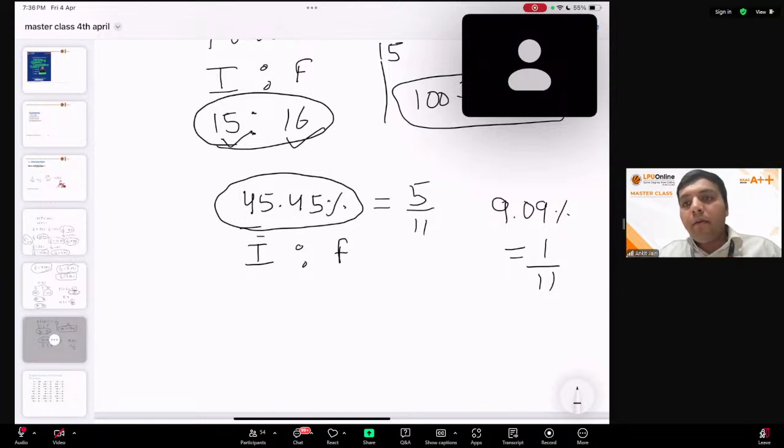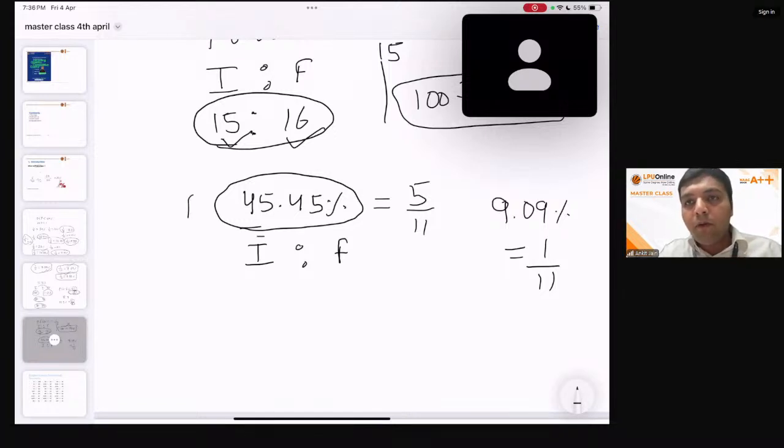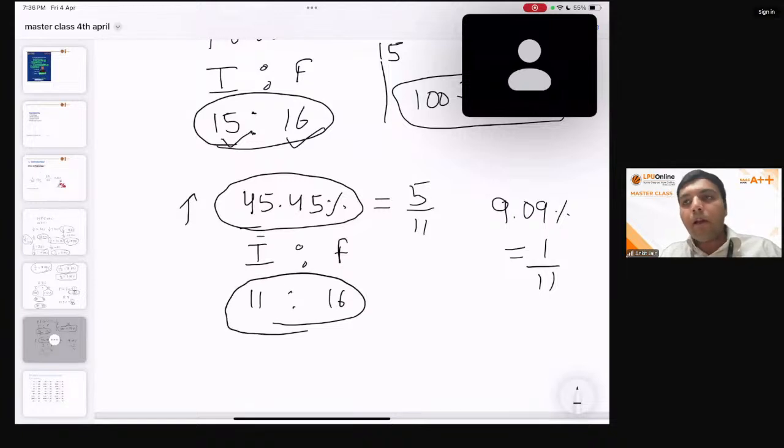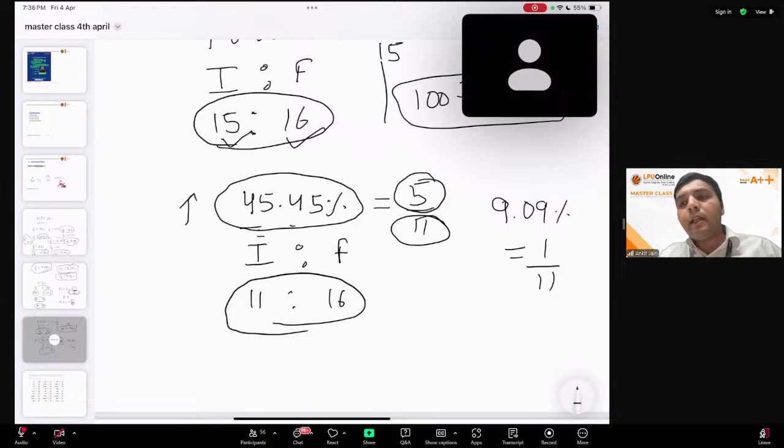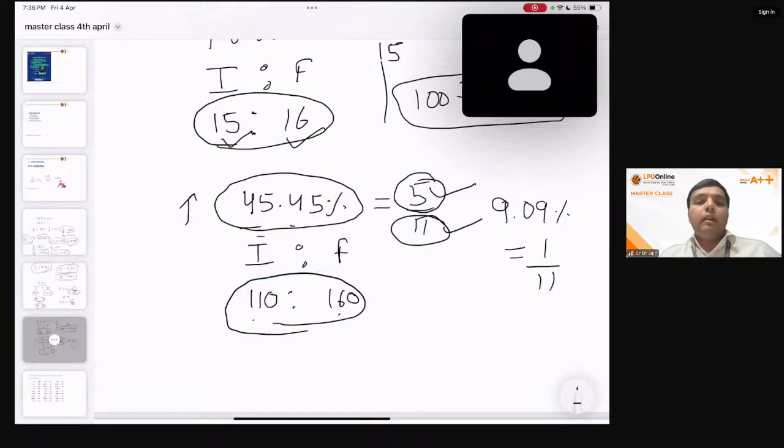So if you have 11 rupees, a 45.45% increase means it becomes 11 plus 5, 16. Increase of numerator and denominator, increase of 5 in 11. If you have 11 rupees, it becomes 16. If you have 110 rupees, it becomes 160. So rather than assume 100, we assume 11 and 110. It makes our calculation easy.